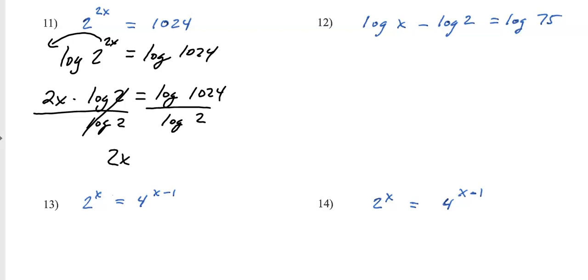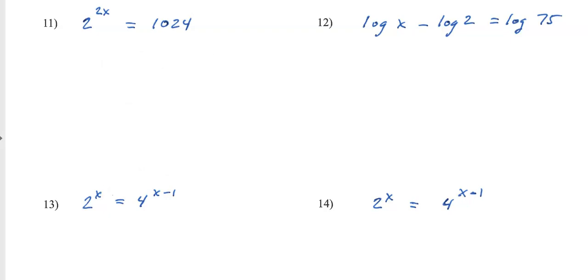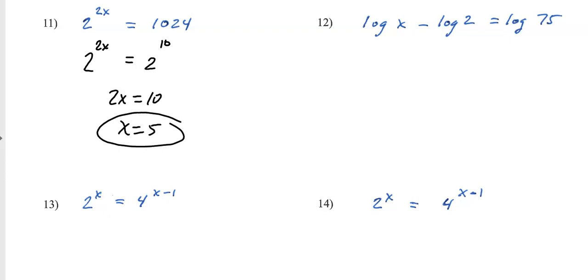I'm going to get 2x equals, it's like 10. And divide. And I get x equals 5. I think if you were able to write the base, you could rewrite this as 2 to the 10th power. If you could figure that out, it would be much faster because now you can just go 2x equals 10. So it is faster if you can figure it out, but sometimes it might take you a while to figure that out.